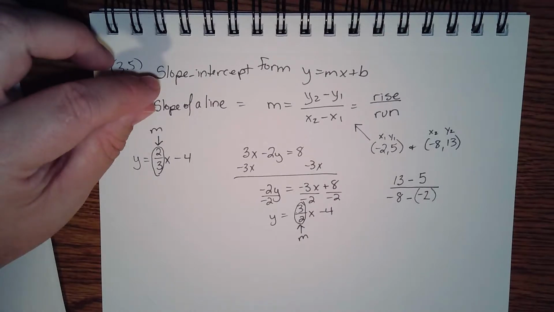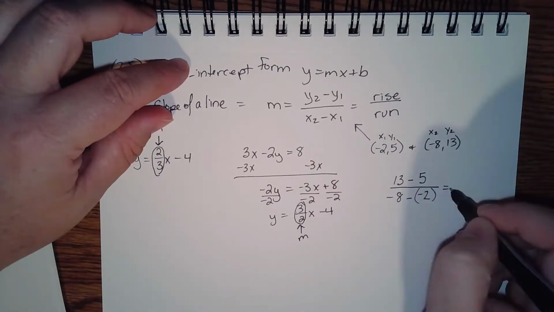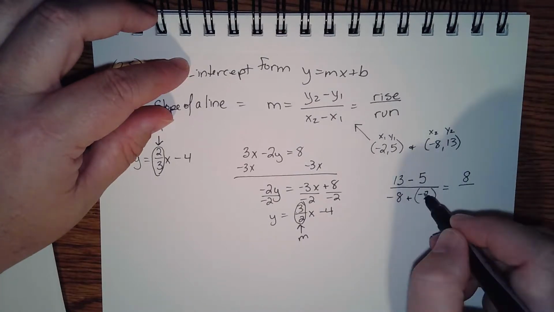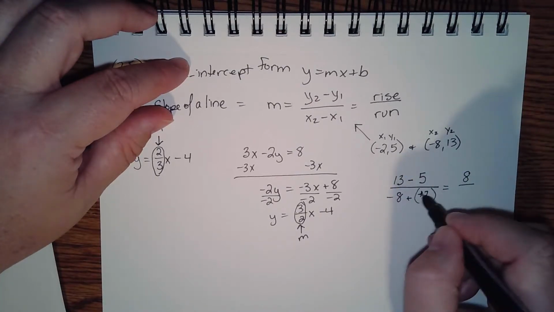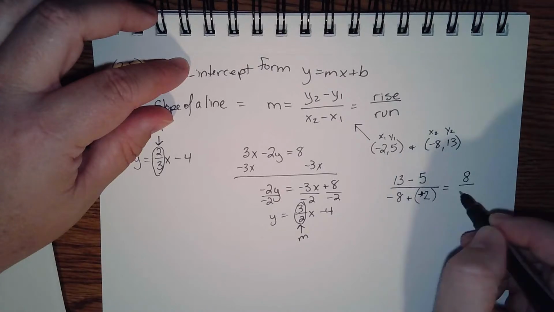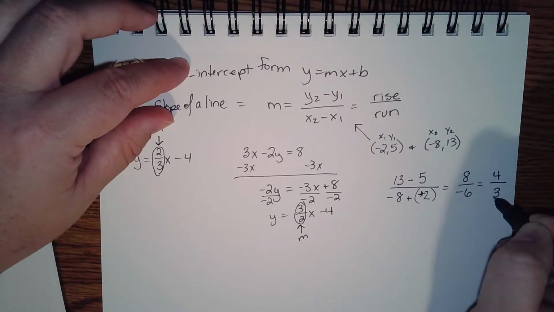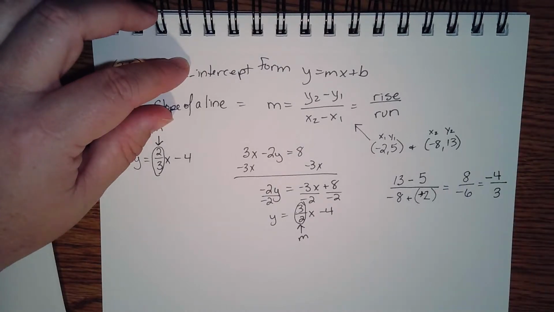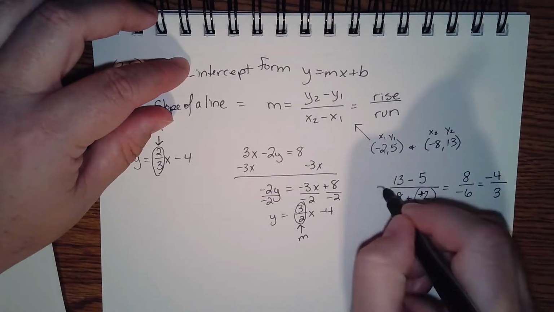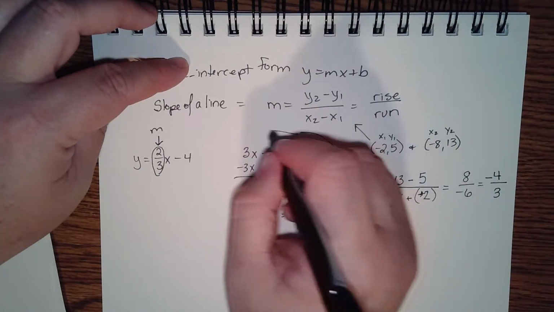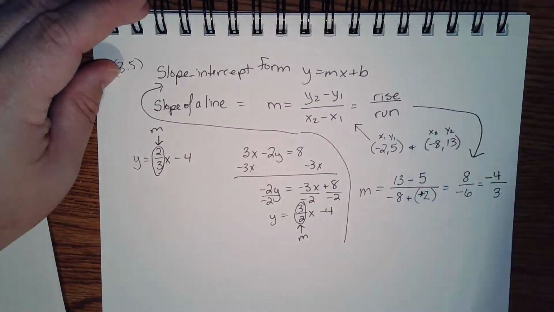All right, so let's actually work this problem out. 13 minus 5 is 8. Two negatives make a positive. So I'm going to have negative 8 plus 2, which is negative 6, which reduces down to negative 4/3. All right, so this is how I get my slope with an equation. And this is how I get the slope with the formula.